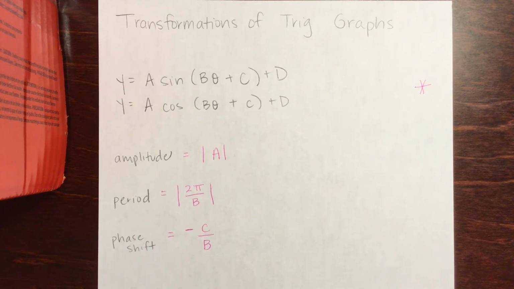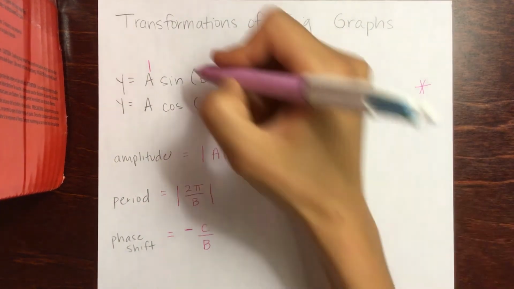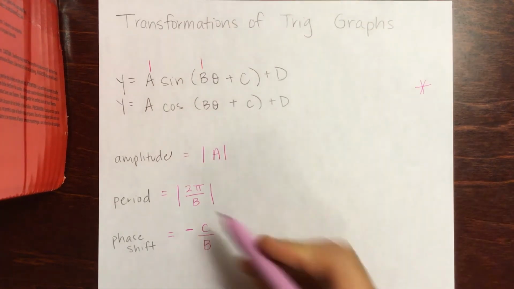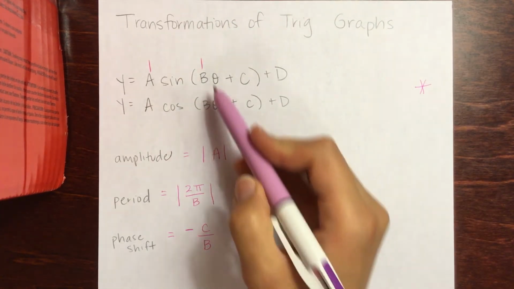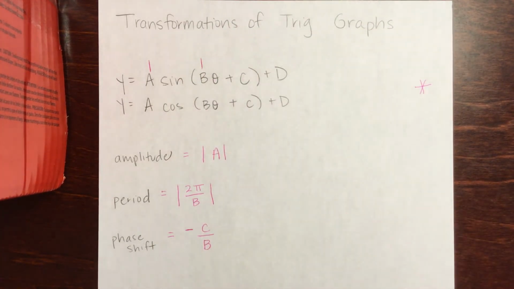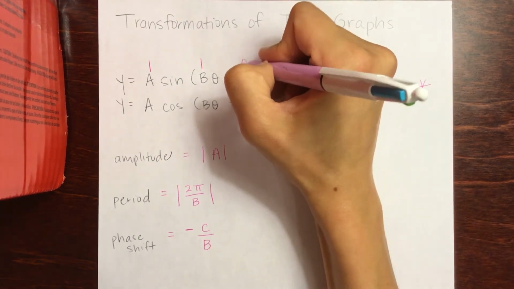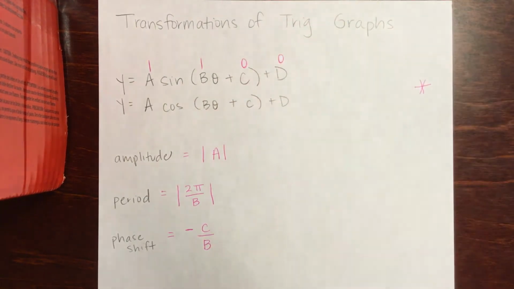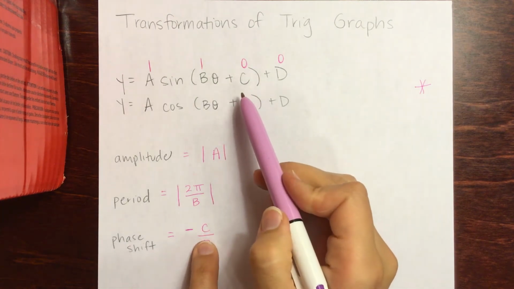Two things I want to mention. If you don't have any A, B, C, or D values, the A's are implied to be times 1 because our amplitude is normally 1. The B's are implied to be 1 because 2 pi over 1 is still 2 pi and our period is normally 2 pi. And plus C or plus D is implied to be 0. I'm not adding anything, so I'm not moving left or right, 0 phase shift.